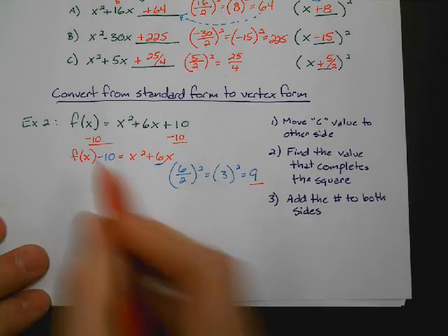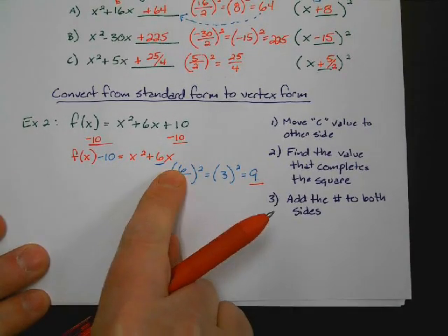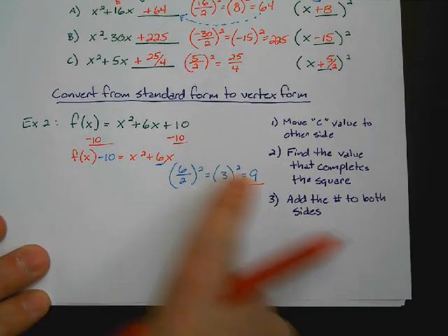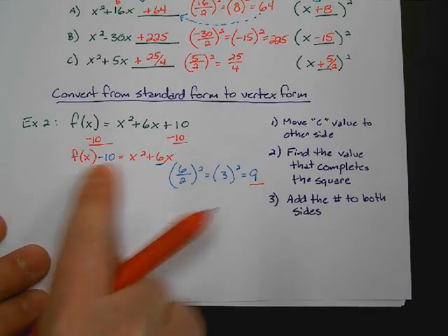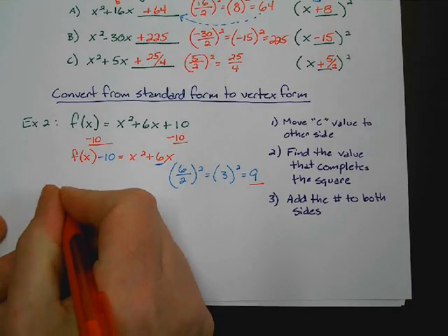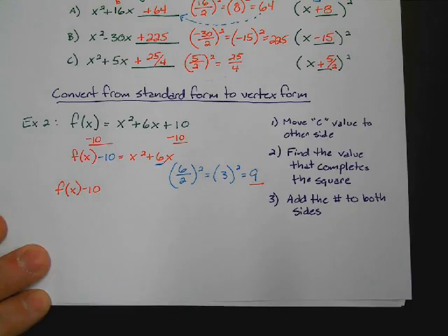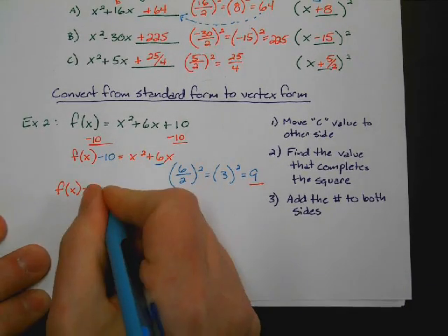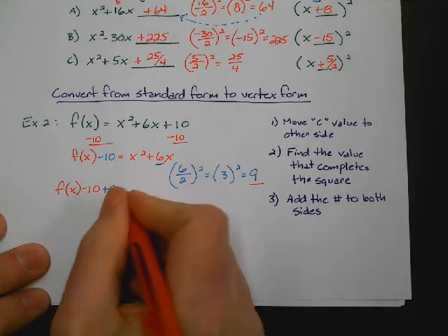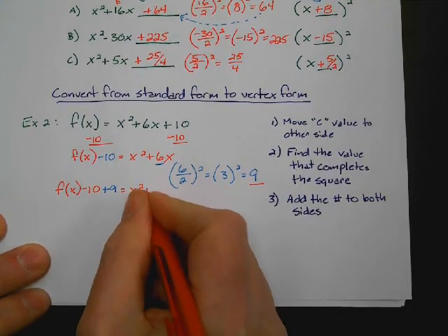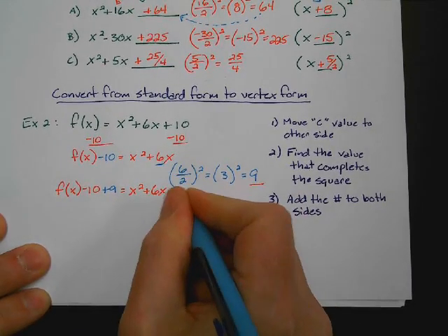All right, so we know that in algebra, if you do something to one side of the equation, you have to do it to the other side. So this 9, I want it on this side, but if I put it on this side, I also have to put it on this side of the equation. So over there, I've got f of x minus 10, and then I'm going to add 9. On the other side of the equation, I've got x squared plus 6x. I should have planned out my spacing a little bit better, but that's fine. Plus 9 over here.